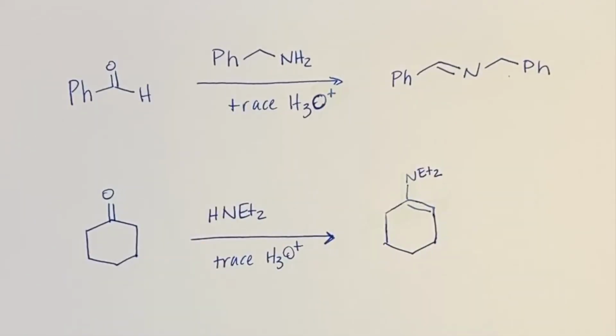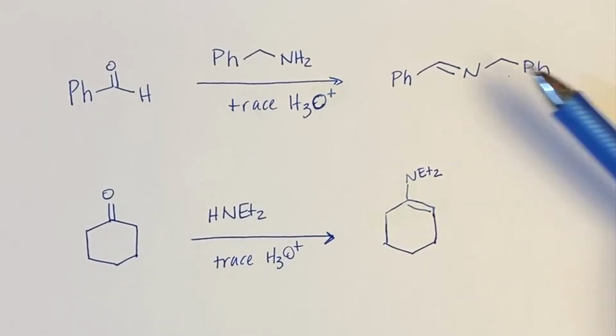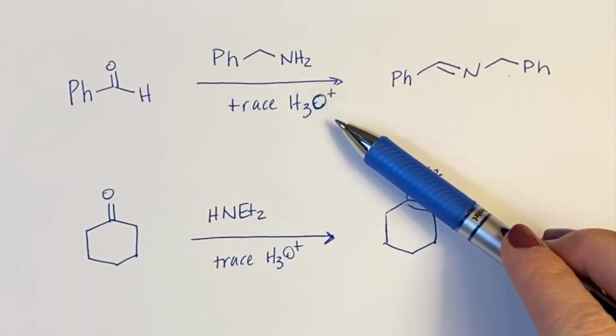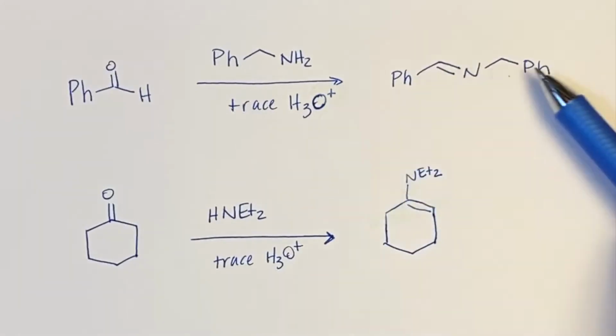So as I said before, the behavior of ketones and aldehydes in these reactions is identical, and the product that we make is dependent upon the structure of the amine and whether it's primary or secondary. So if I look at the following reaction of benzaldehyde with this primary amine in the presence of trace H3O+, this is the product that I isolate out of that reaction.